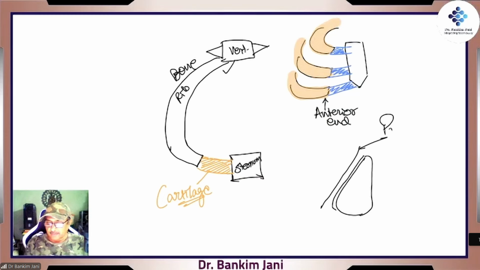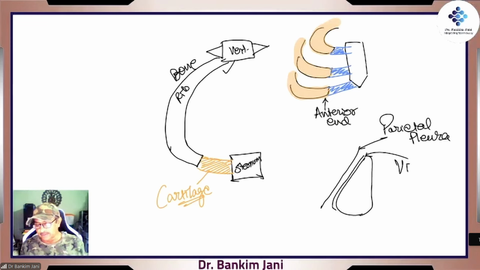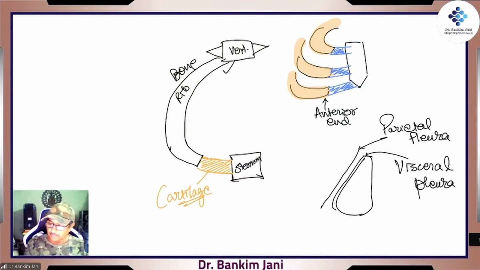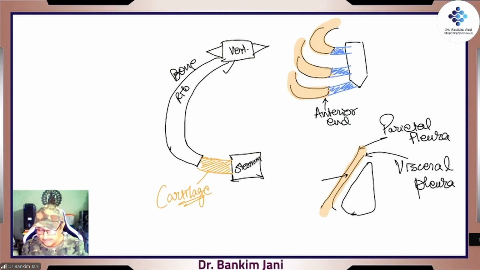This is called the parietal pleura. And this one, which is near the organ, is called the visceral pleura, because viscera means organ. So we have the parietal pleura and the visceral pleura. Again, it is not in real proportion, but what I'm trying to explain is this space, here are the lungs. This particular space is what is called the interpleural space or the pleural space. This is the space between the two layers of pleura.